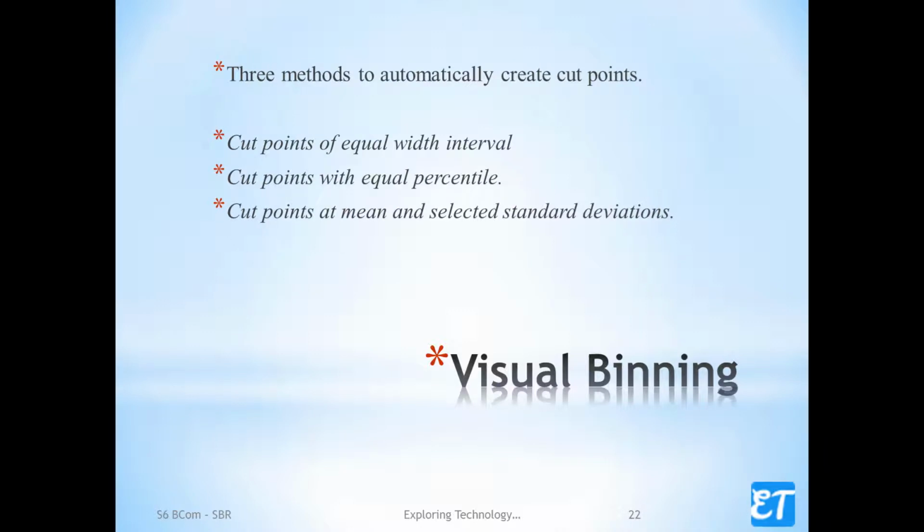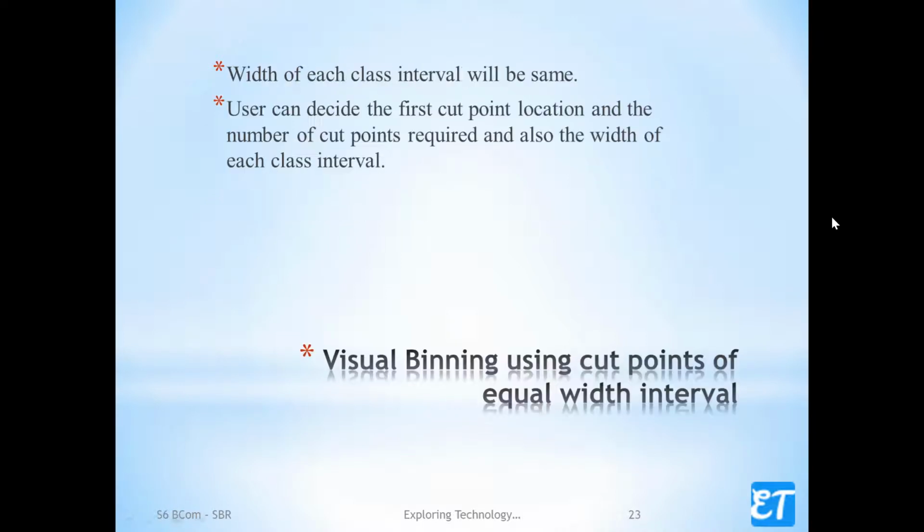Okay, so there are mainly 3 methods to automatically create cut points. One is cut points of equal width interval, then cut points with equal percentile, and cut points at mean and selected standard deviations. So visual binning using cut points of equal width interval.